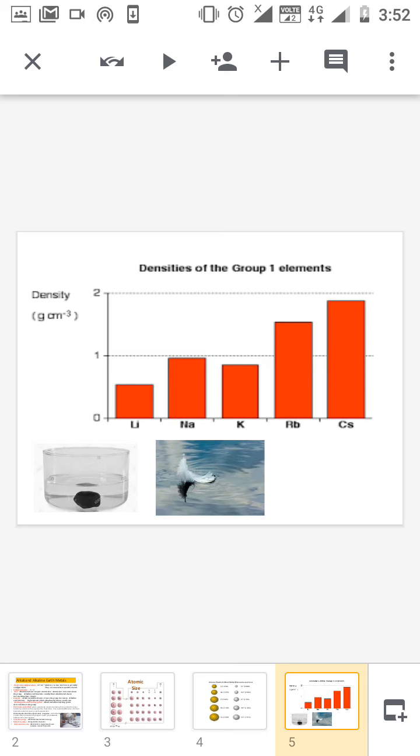So similarly, when we compare the density of the first group elements, it increases when we move from top to bottom. This is mainly because when we move from top to bottom, the size of the atom increases and the atomic mass also increases.